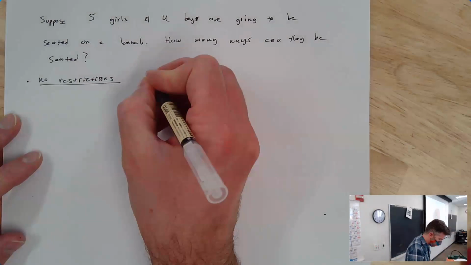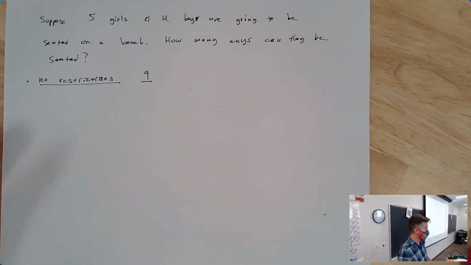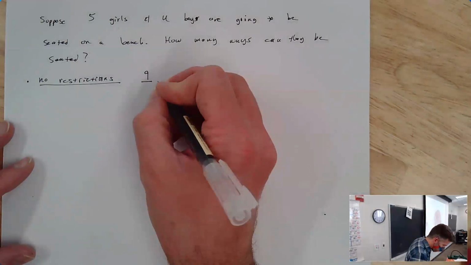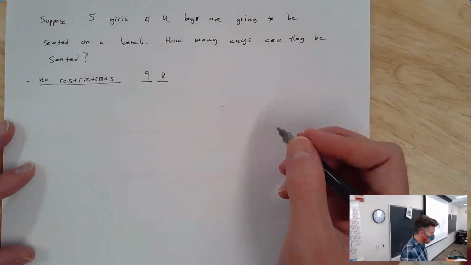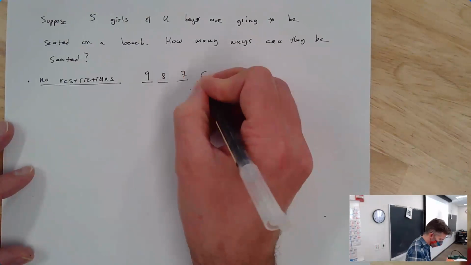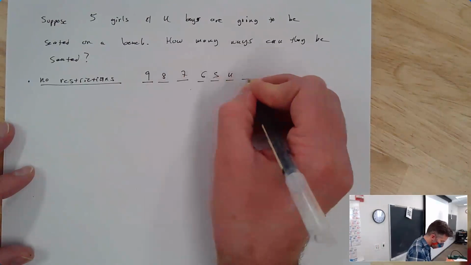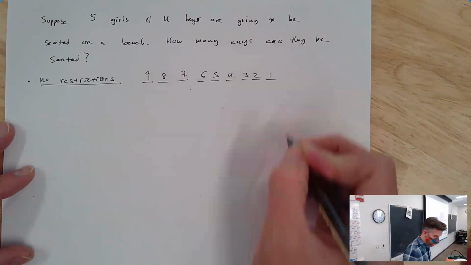So there are 9 choices for the first person to sit in, say, the leftmost seat, and then 8 choices for the person to sit next to them, and then 7 choices, and then 6, and then 5, and then 4, and then 3, and then 2, and the last person sits over there.